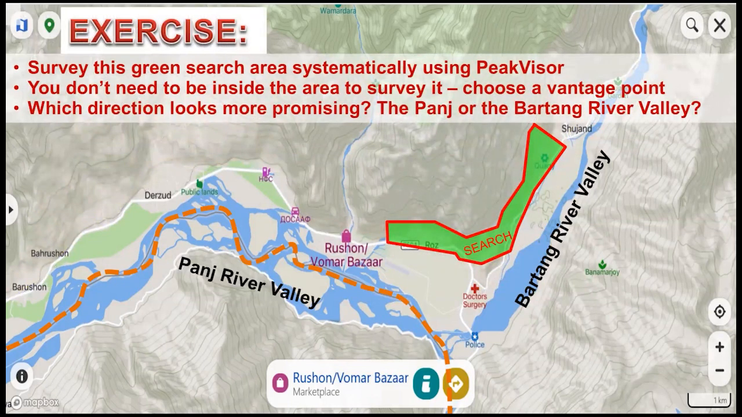So have a look in PeakVisor. I'm not giving you coordinates. I want you to just land somewhere in PeakVisor to take a look around. You've got two directions you can go. This is the Bartang River Valley down here. This is the Panj River Valley up here. Are you going to prioritize one or the other? Are you going to search half of this first or second? Is there anything you can spot when you land in PeakVisor that would make you choose one or the other?